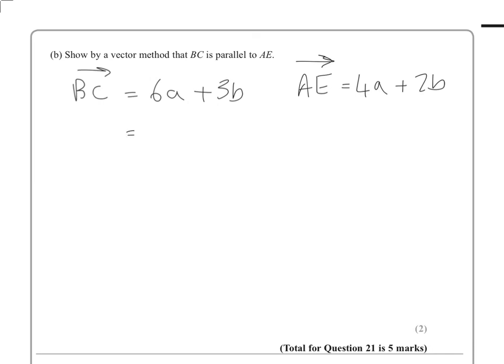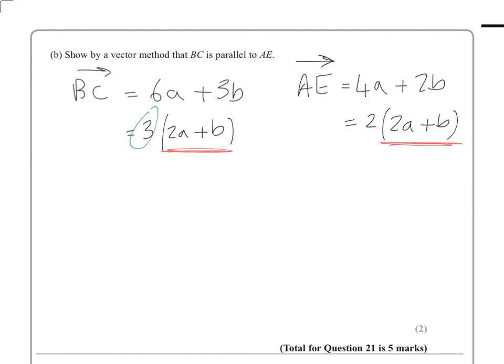What I'm going to do is factorise these two vectors. Common factor in this one, 3, leaving me with 2a plus b. A to e, common factor is 2, leaving me with 2a plus b. Now the direction part is this bit here, which you can see is equal in both. What the 3 and the 2 tell you are scale factors, so they scale up how far you're going in that direction. Because the directions are the same, b to c has direction 2a plus b with scale factor 3, and a to e has direction 2a plus b with scale factor 2. So because the directions are the same, they are parallel.